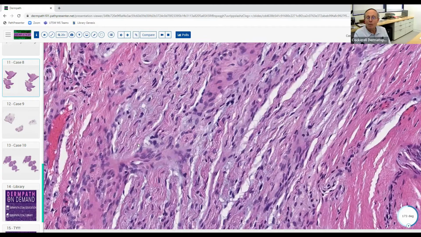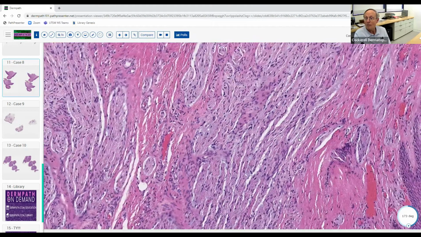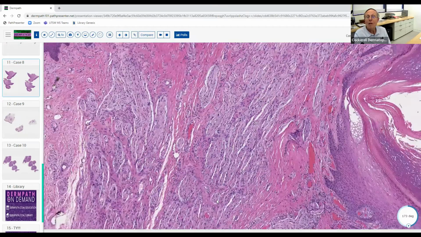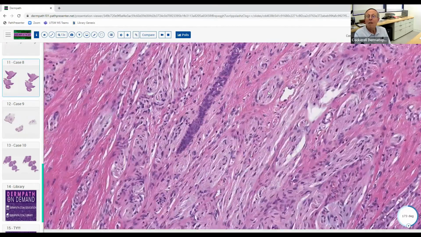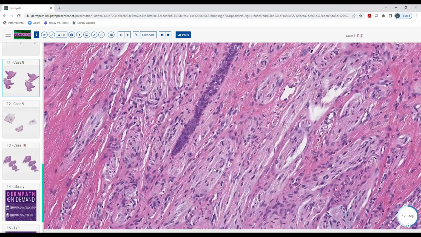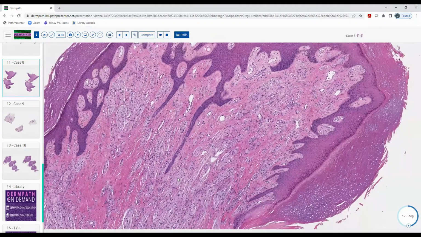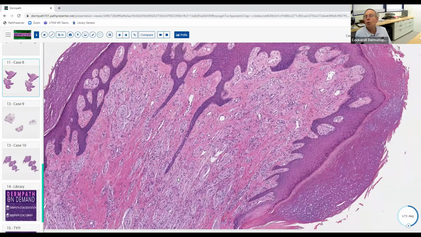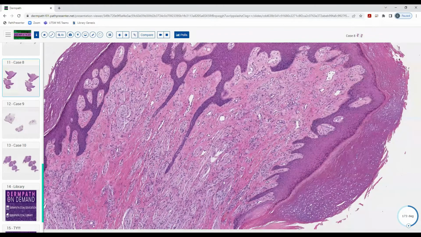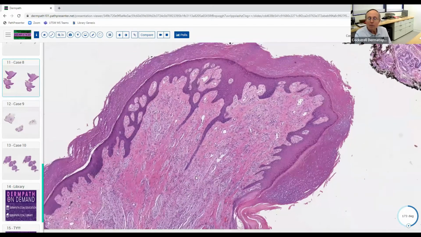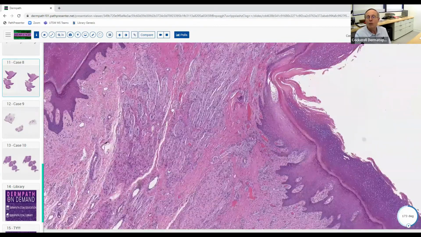Are these things recapitulating actual little nerve twigs? It looks like it to me, right? So you've got a proliferation of little nerve twigs in a pedunculated papule on probably a little baby's hand. They took it off like 3 months after birth.